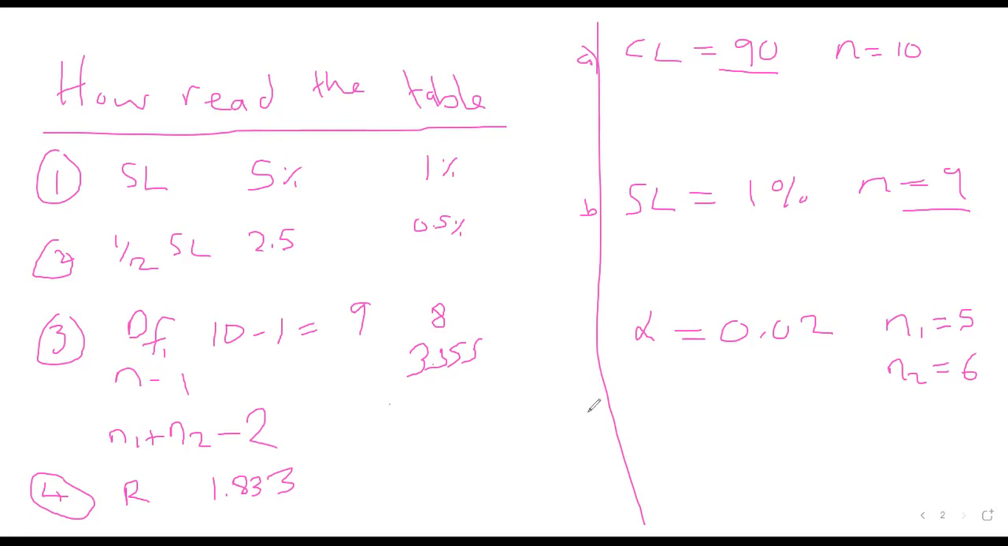Okay, so let's try this last part here. The reading for this one will be what? 2%, then 1%, then the degree of freedom, you add this plus that and subtract 2. So 11 minus 2 is 9. So you go to 9.